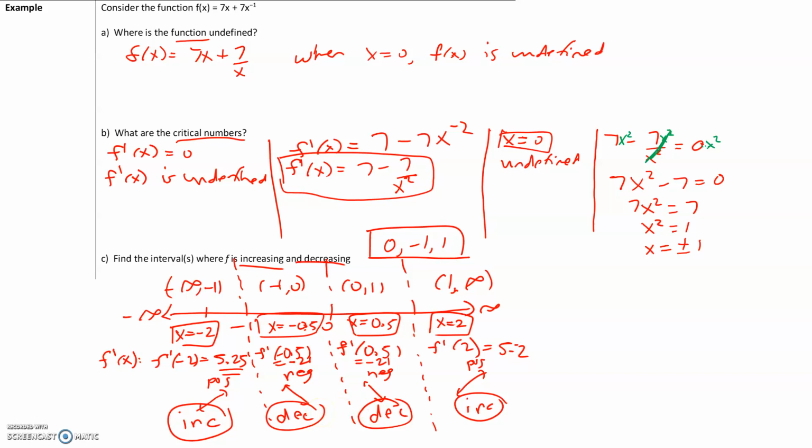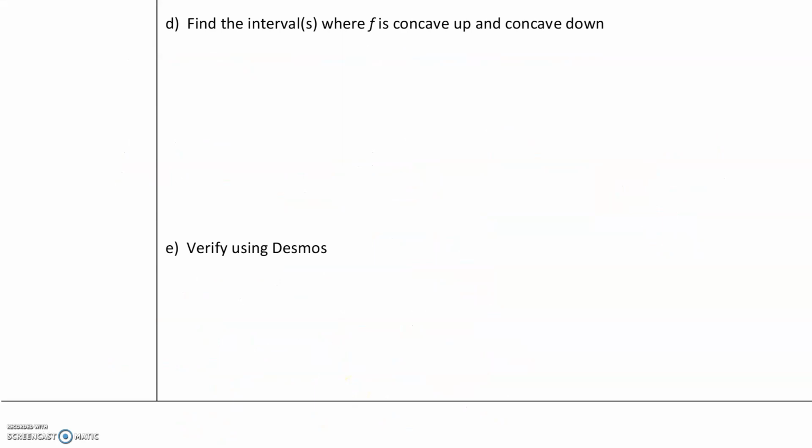I'm not going to write those in interval notation. We've done that in a previous example, but for these two, you would put a union. These are increasing. These two, put a union. These are decreasing. Next part, find the interval or intervals where it's concave up and concave down.